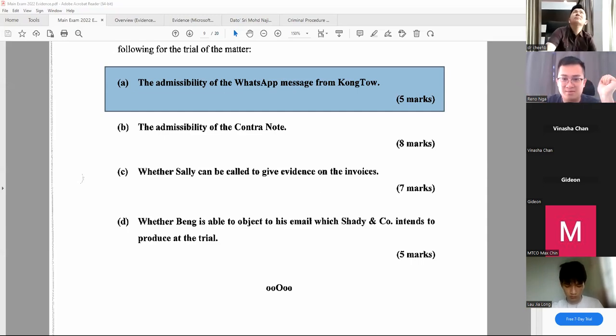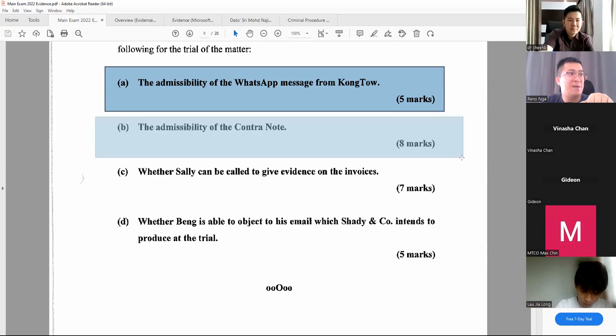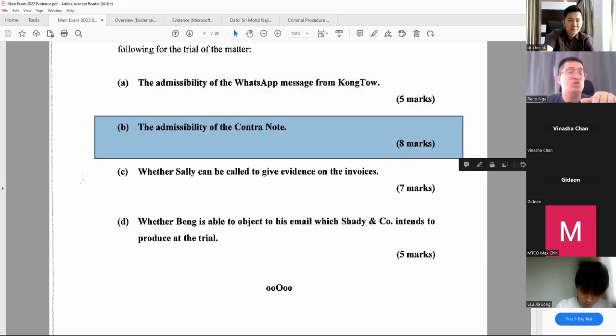Very simple, right? Very good. So 5 marks, we can score already. Number two, admissibility of contra notes. Admissibility again, guys.